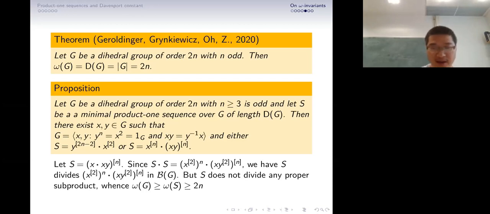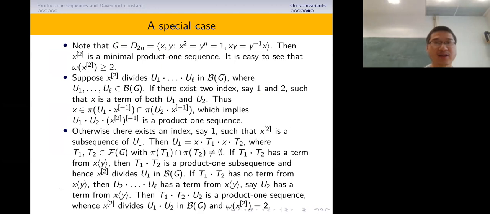To do that, we see a special case. First, we assume we choose this {x, y} to be a generating set. Then we consider this sequence x to the power 2. This is a minimal product-1 sequence. It's easy to say that the omega invariant should be larger than or equal to 2. It cannot be 1.